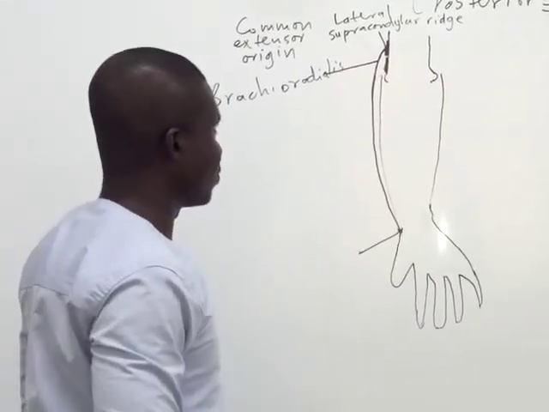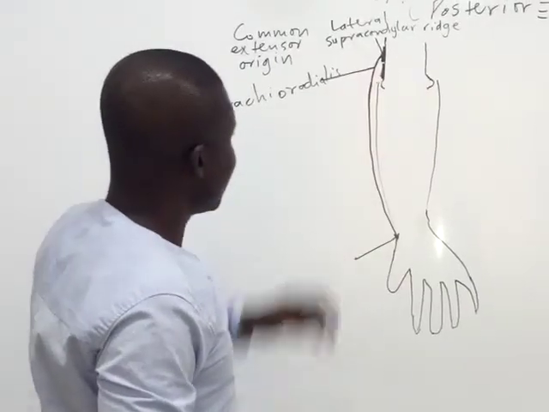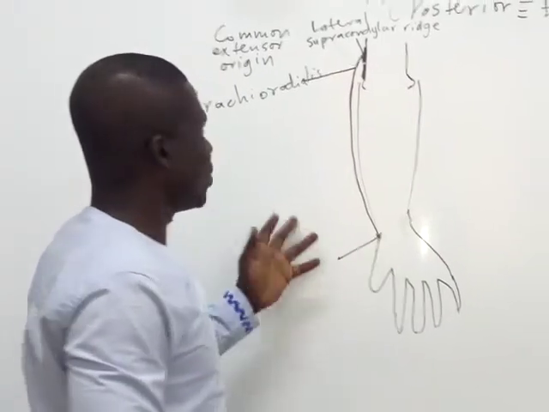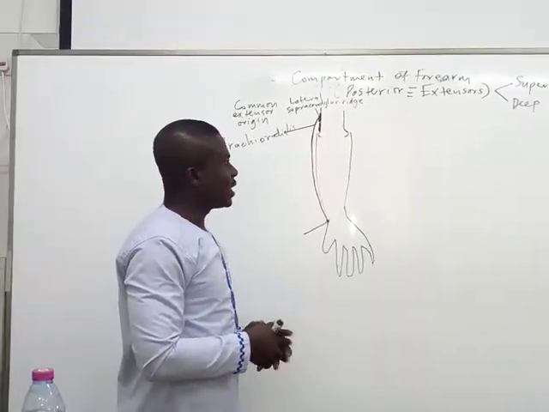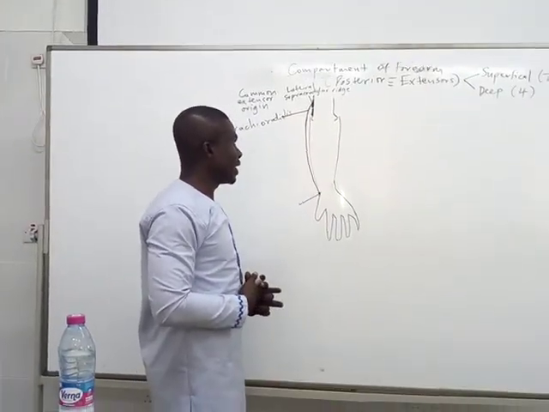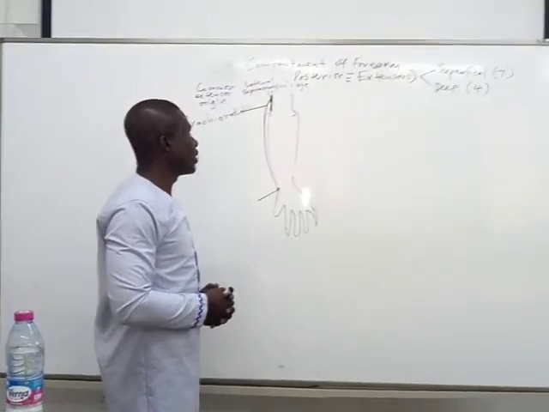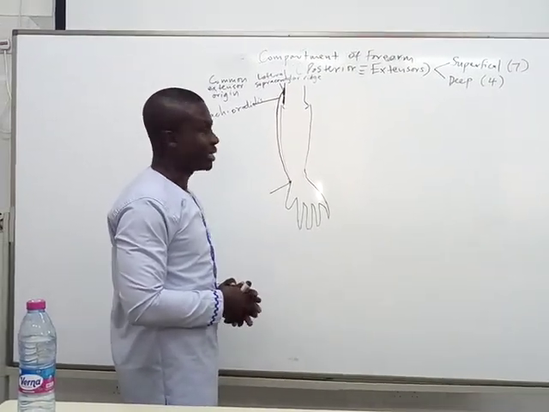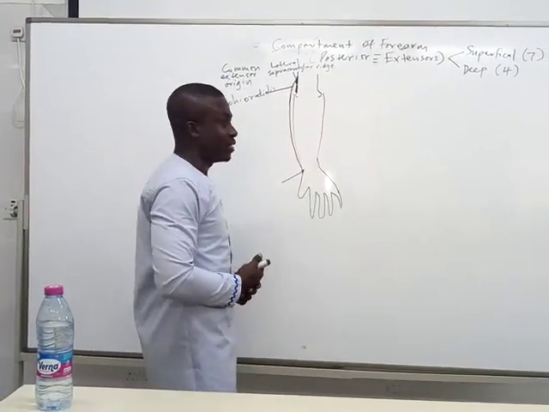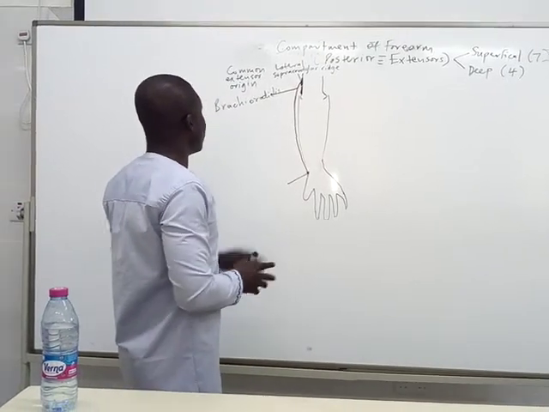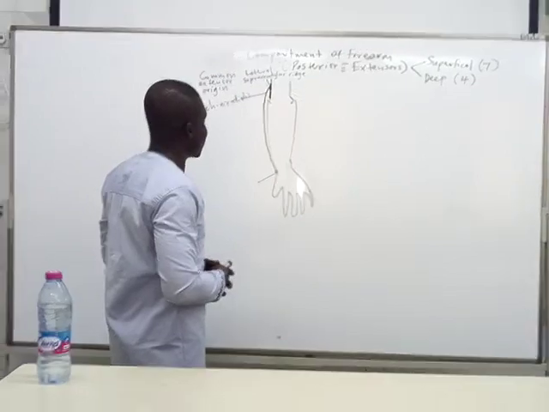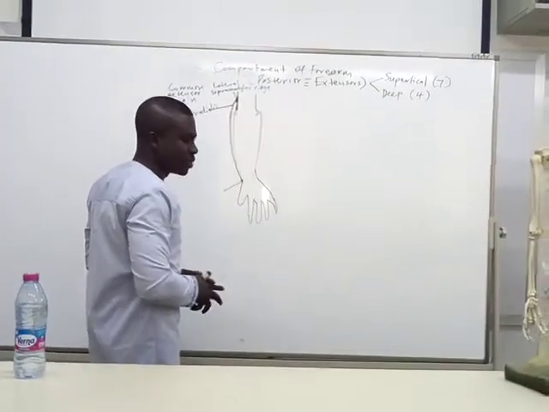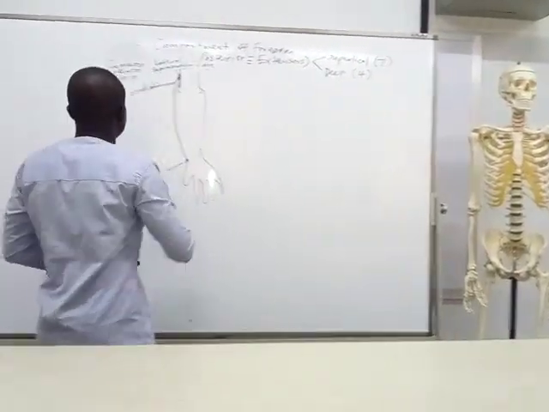Brachioradialis muscle. It is a flexor, only that it's supplied by what we call the radial nerve. And the muscles of the posterior compartment of the forearm, the extensors, are actually supplied by the radial nerve. So we want to consider it under the muscles of the posterior compartment of the forearm.